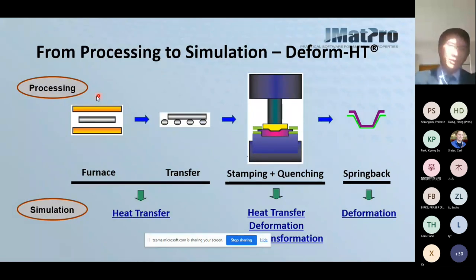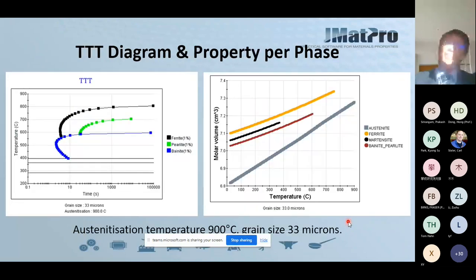It considers, in terms of processing, furnace, transfer, stamping plus quenching, and springback. In terms of simulation, for different stages, you can either simulate heat transfer, or you can simulate heat transfer and deformation with a consideration of transformation, or you can just simulate deformation. And the materials data used in such simulations includes phase transformation kinetics. I use TTT as an example here.